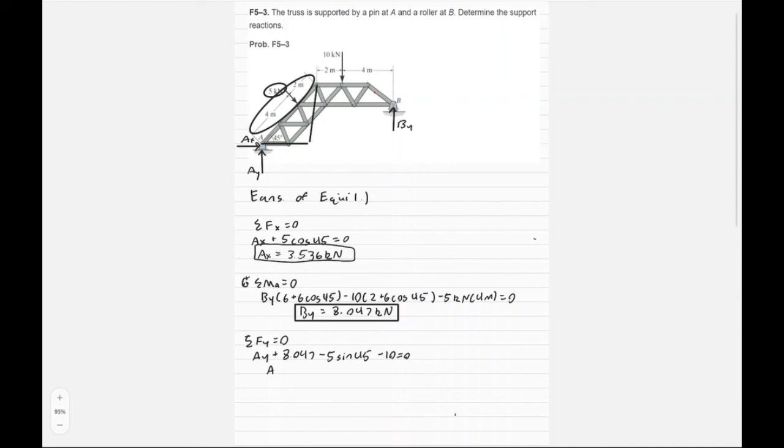Once you're done solving for that, you get that the A of y force is equal to 5.489. And that is your final solution for the A of y, the B of y, and the A of x reaction forces.